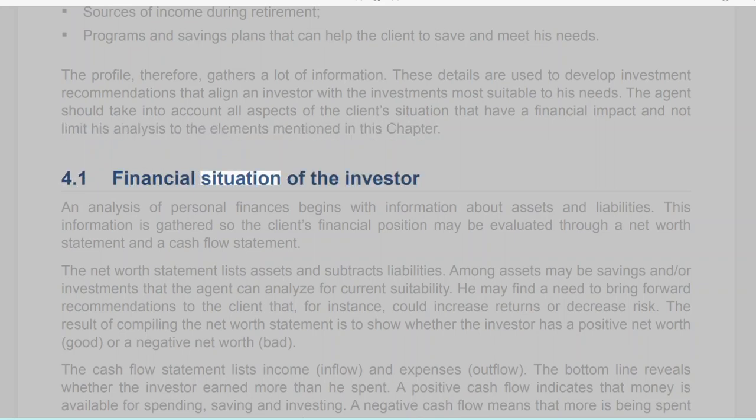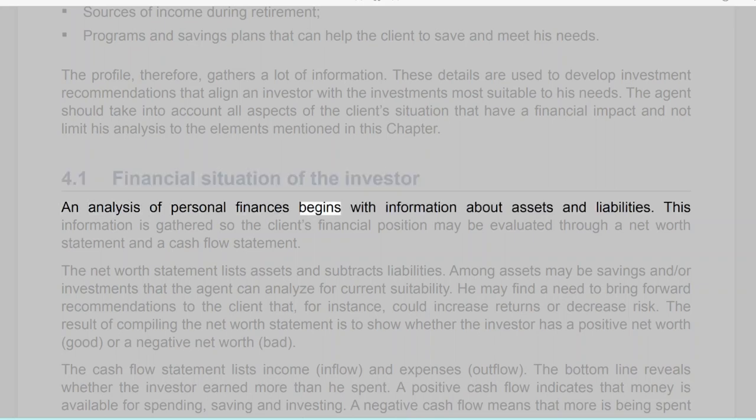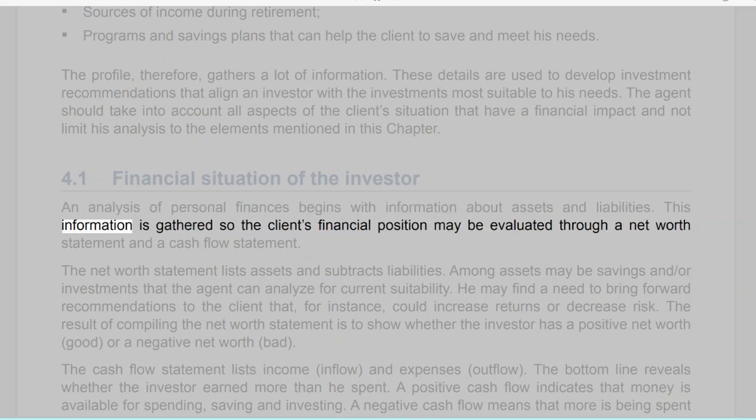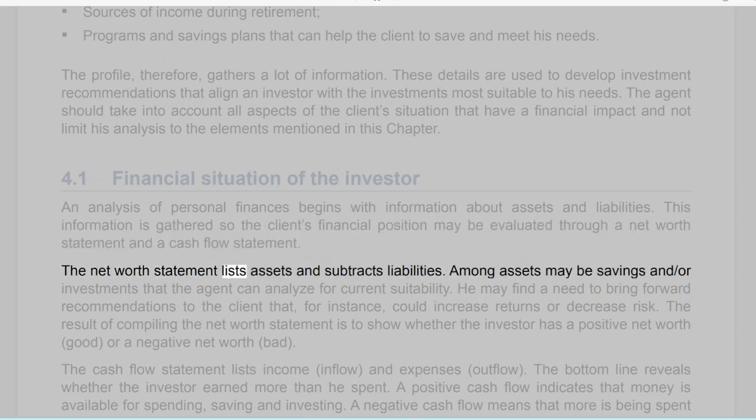4.1 Financial Situation of the Investor. An analysis of personal finances begins with information about assets and liabilities. This information is gathered so the client's financial position may be evaluated through a net worth statement and a cash flow statement. The net worth statement lists assets and subtracts liabilities.